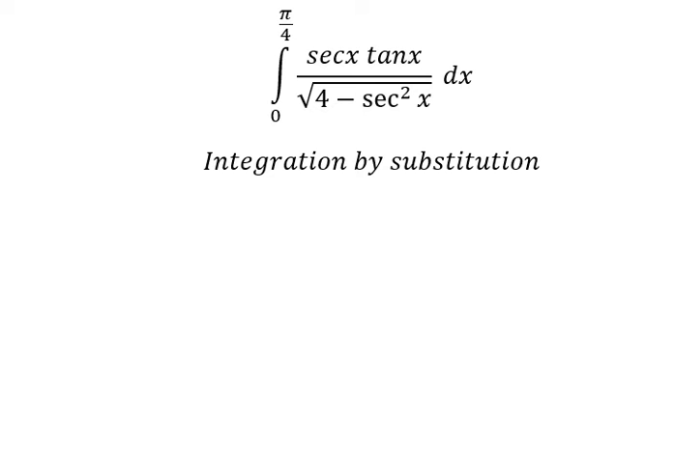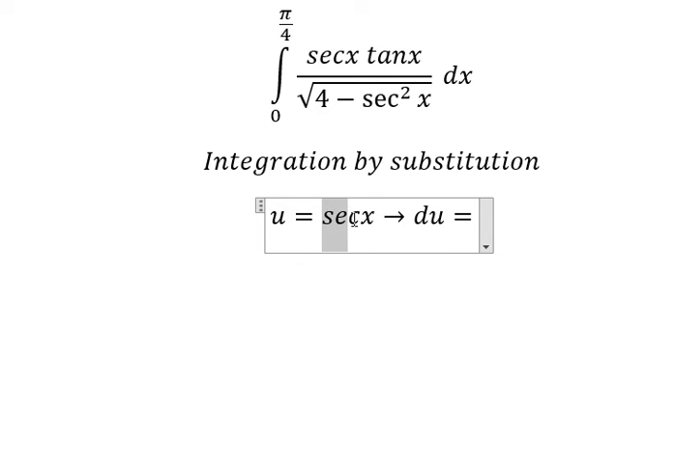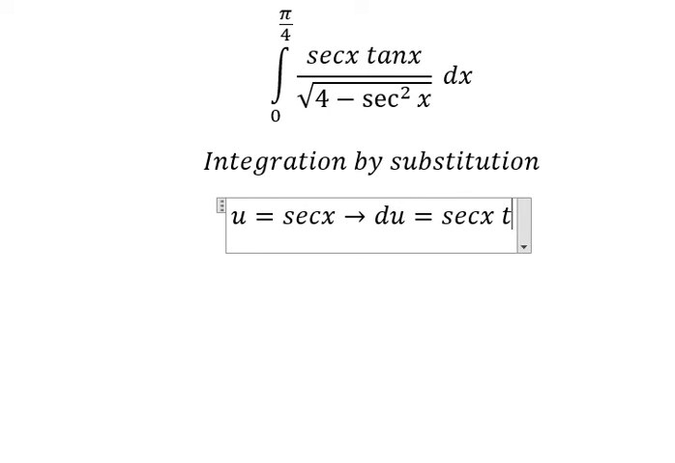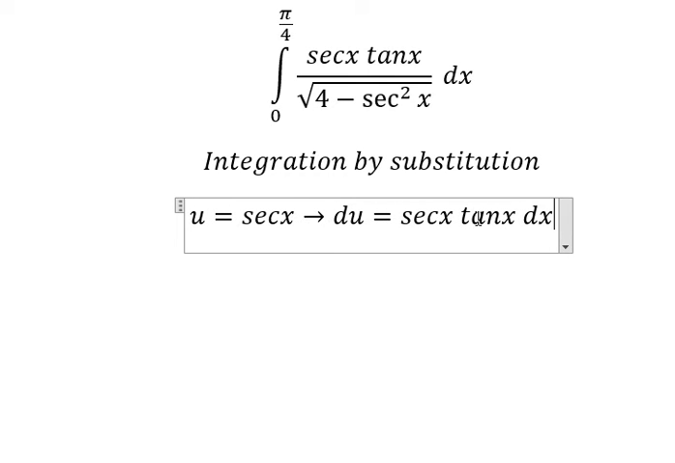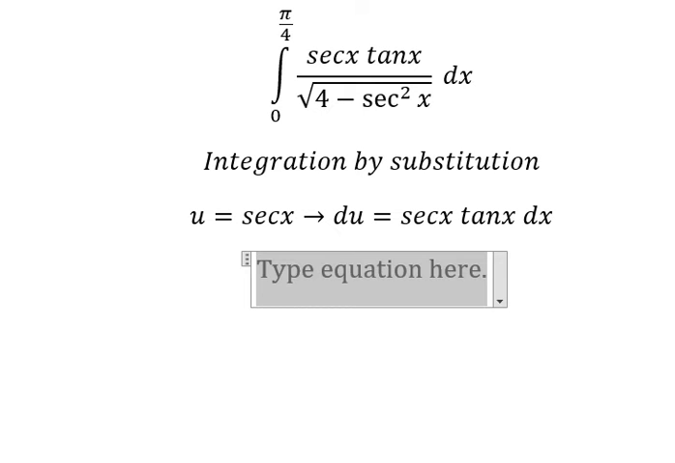So I will put u equal to secant of x. Later that, we need to do the first derivative for both sides. The first derivative of secant of x, you got secant of x tan x dx. Next, we need to change the bounds.